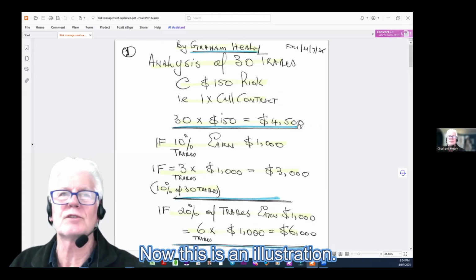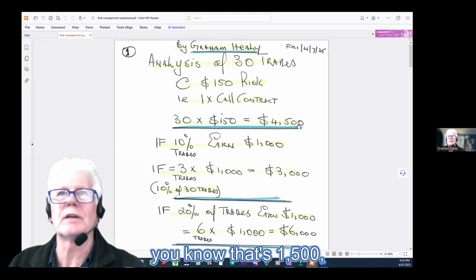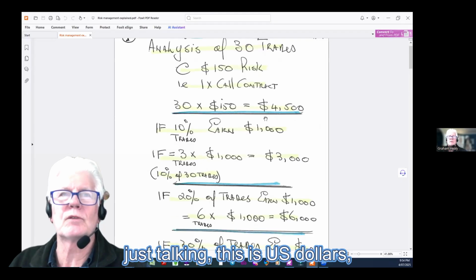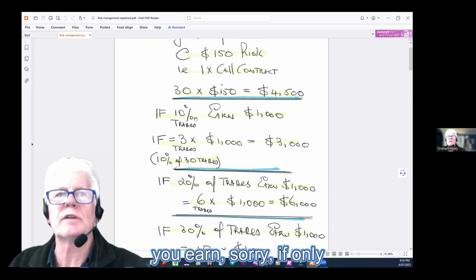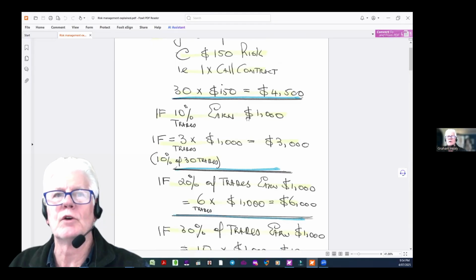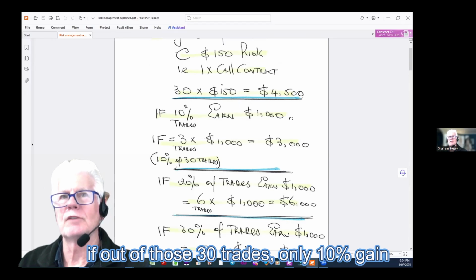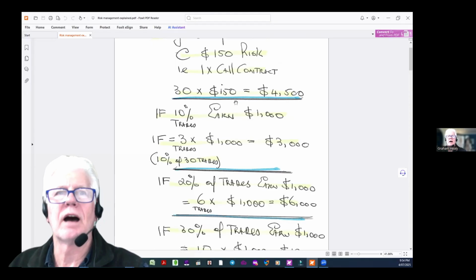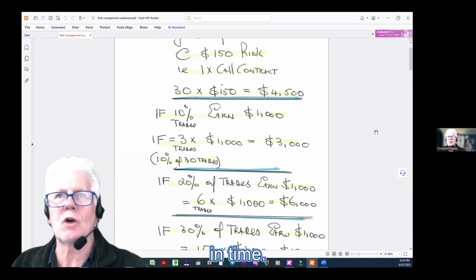Now, this is an illustration. You might only have 10 trades there, so that's 1,500. Right now, this is US dollars. Now, if only 10% of those 30 earn $1,000 a trade. In other words, if out of those 30 trades, only 10% gain you $1,000. So you've put in 150 in a call. It might be 3 to 6 months in time.